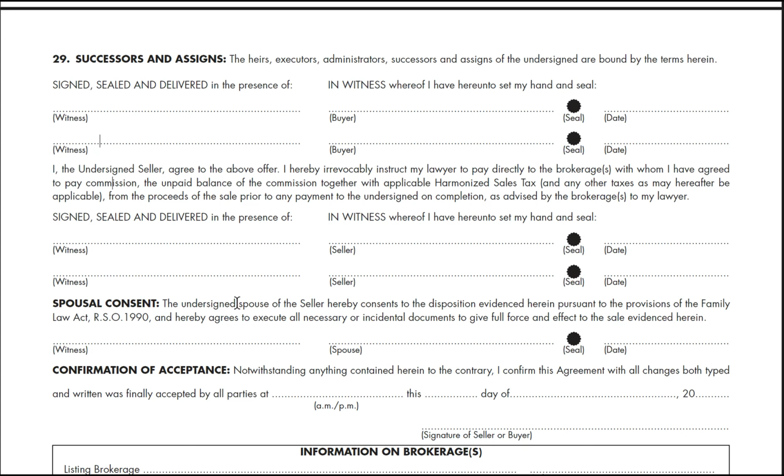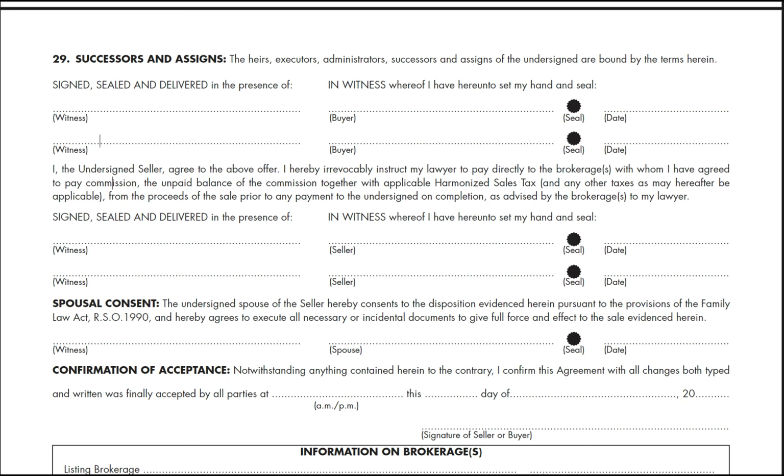Spousal consent. The undersigned spouse of the seller hereby consents to the disposition evidenced herein pursuant to the provisions of the Family Law Act, RSO 1990, and hereby agrees to execute all necessary or incidental documents to give full force and effect to the sale evidenced herein. So what does this mean? Basically, if the property is the matrimonial home, both spouses must consent to the sale, even if only one spouse is the legal owner. The non-owner spouse must sign this clause to confirm their agreement to sell the home.